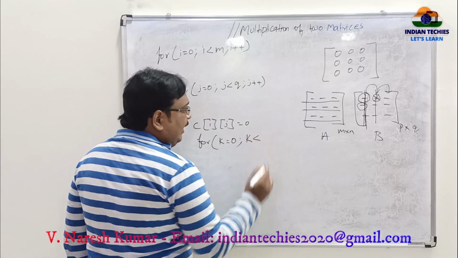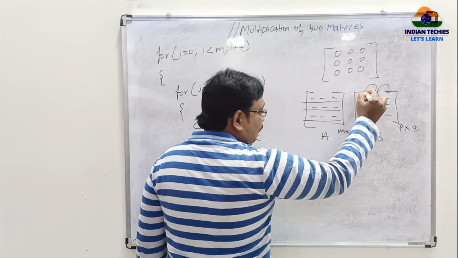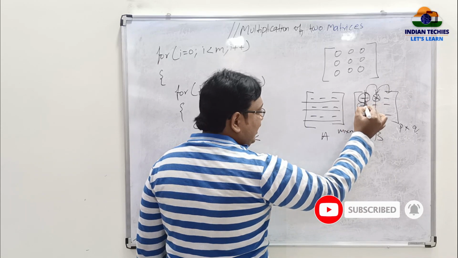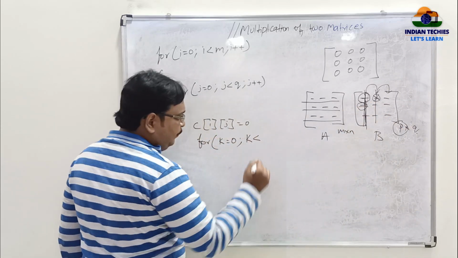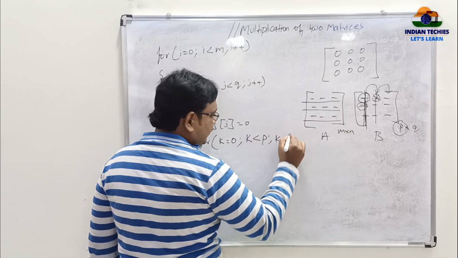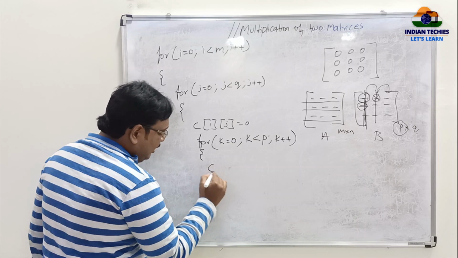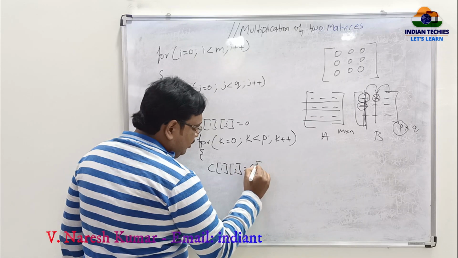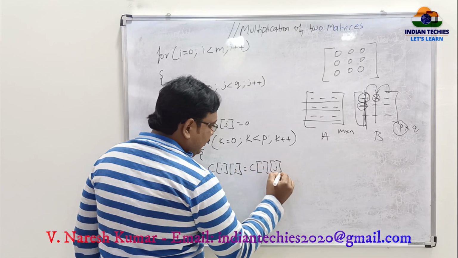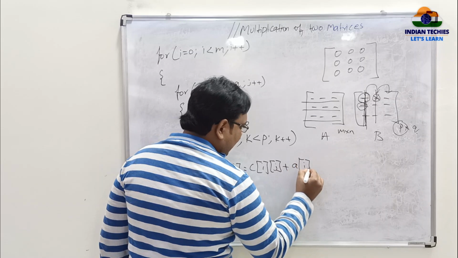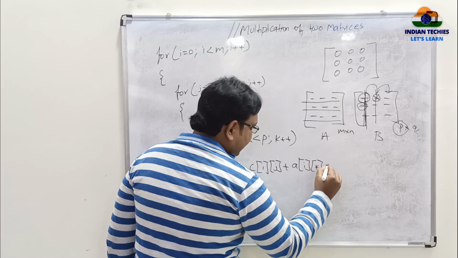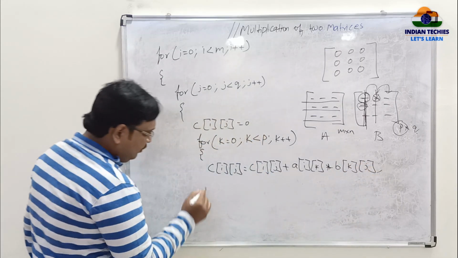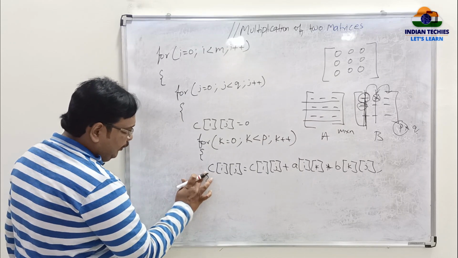k less than, now for you, seeing it is column, but this value, this value, this value, these are the starting values of the rows. So I have to take p. k less than p, k plus plus. So here what I will do is C of ij, this is the basic logic, is equal to C of ij plus A of ik into B of kj. Close this for loop.